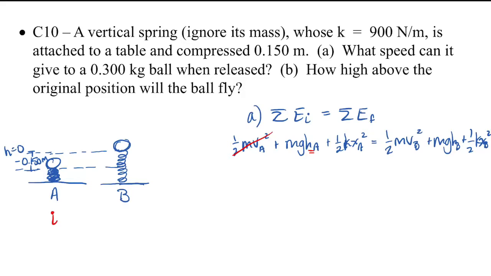Do we have elastic potential energy at A? Yes, we do, because the spring is compressed. If a spring is compressed or stretched, there's definitely elastic potential. So I have to leave both of those there.